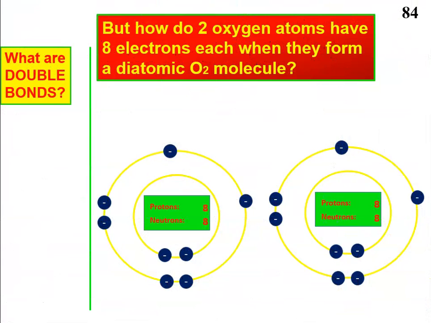All right, so how do two oxygen atoms, each needing 8 electrons to form an octet, do that when they form a diatomic molecule? Because each oxygen has 6 electrons in its outer orbital. How do you do the arithmetic on that, or rearrange those to get them to form 2 octets? Because 6 plus 6 is 12, and 2 octets would be 16. So how do you get 12 electrons to form 2 octets, which should be 16 electrons?